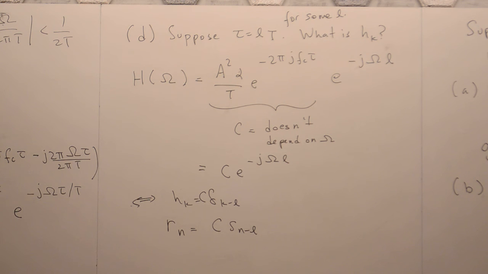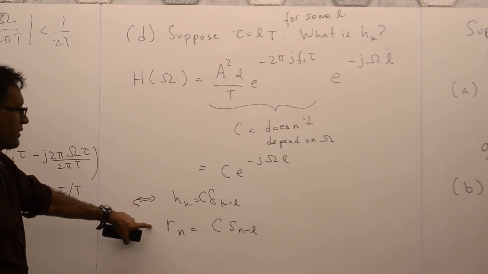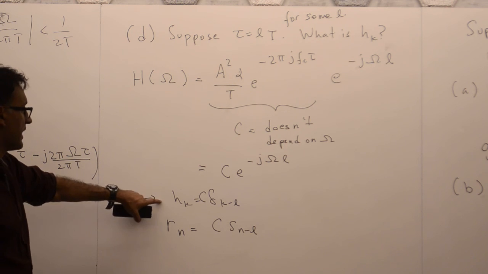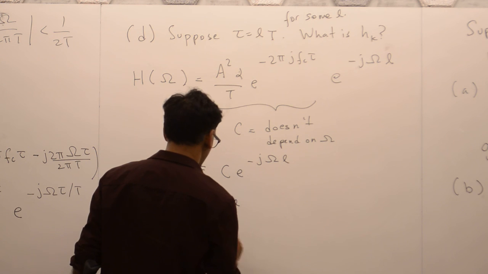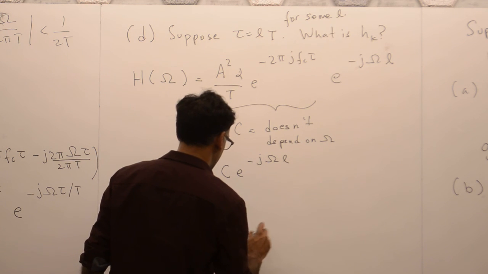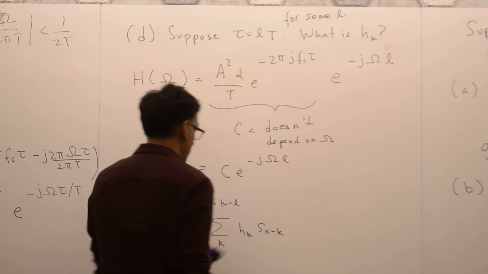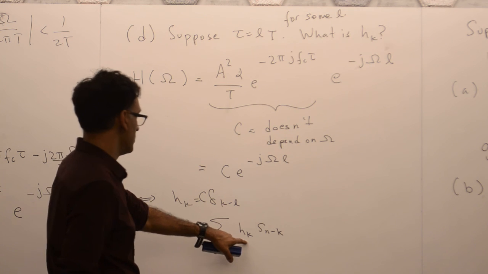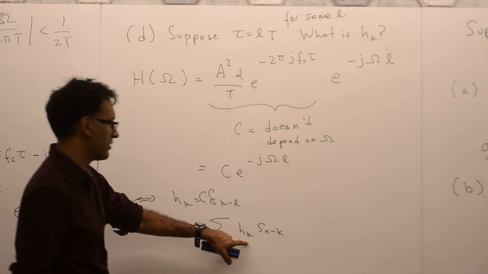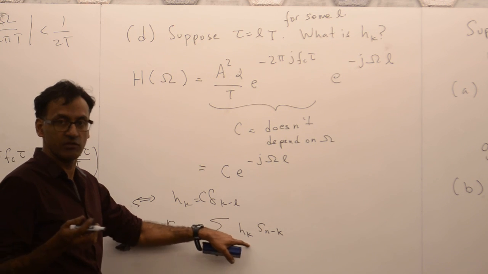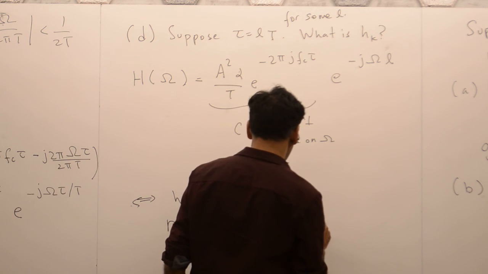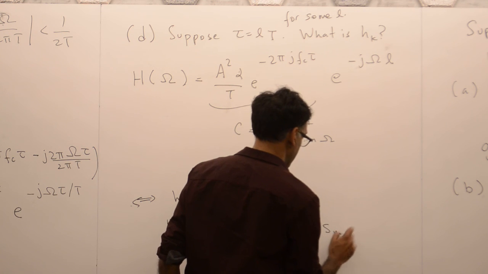How do I get from here to here? Remember that R of n is the sum over k of h_k times s of n minus k. But h_k only has a value at k equals L, where it's c, and all the other values are 0. So that's just going to be c times s of n minus L.